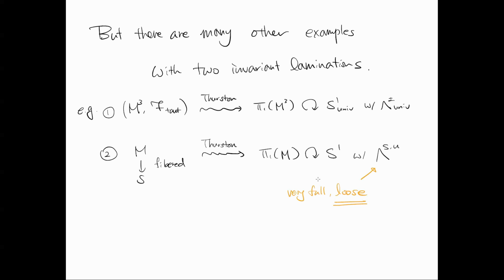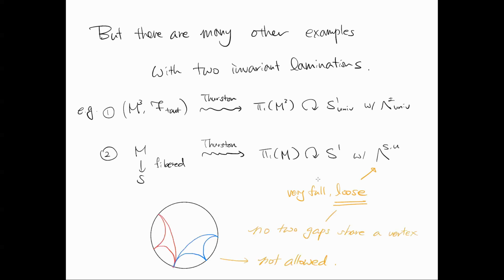This is not just very full, but also each lamination, stable and unstable, satisfies some condition I called loose. This is the picture definition of loose, actually non-loose. A lamination is called non-loose if you have two gaps which share a vertex. Loose means not non-loose. So if you don't see any picture like this, so any two gaps are not only disjoint in the interior of the disk, but also on the ideal boundary, then the lamination is called loose.